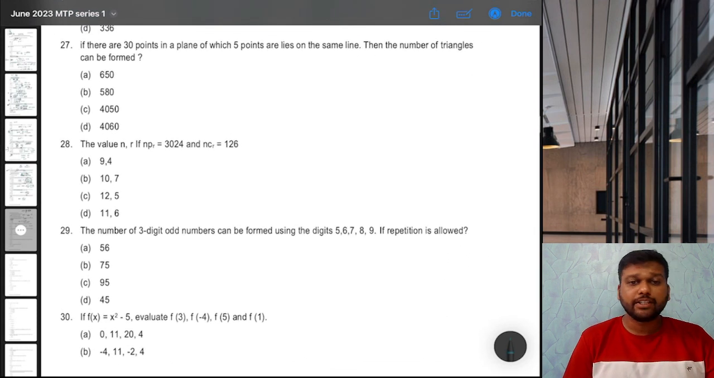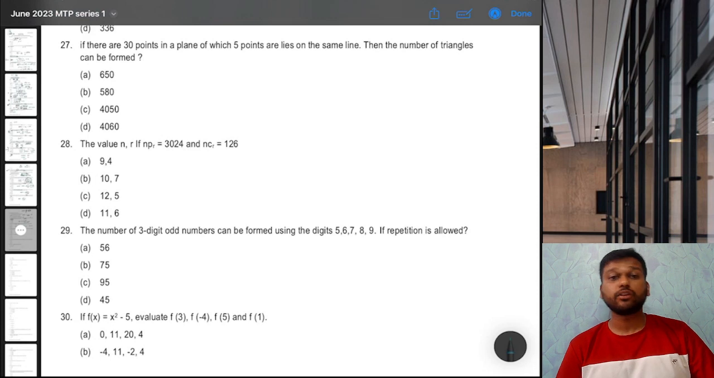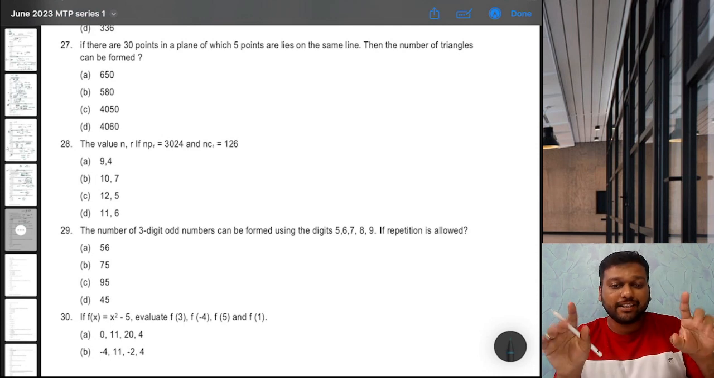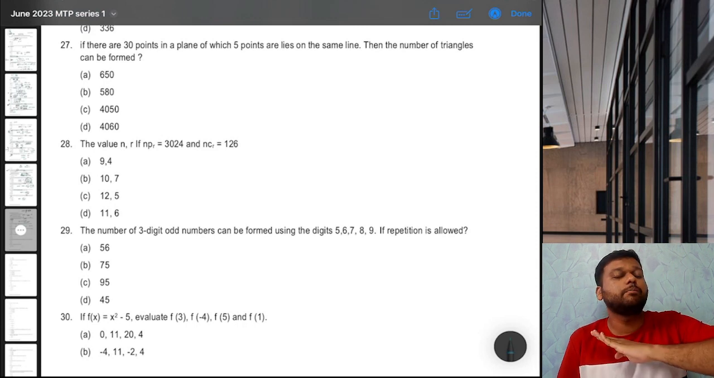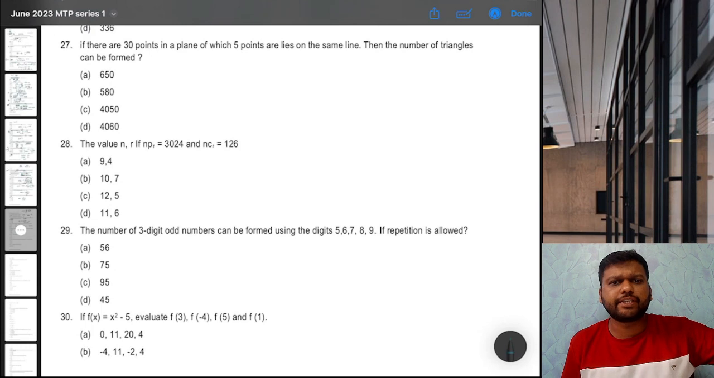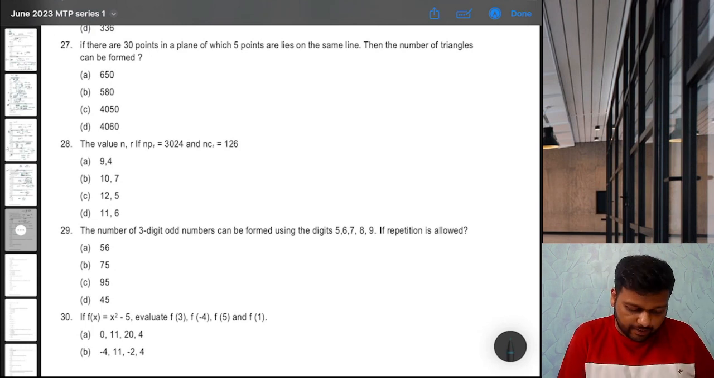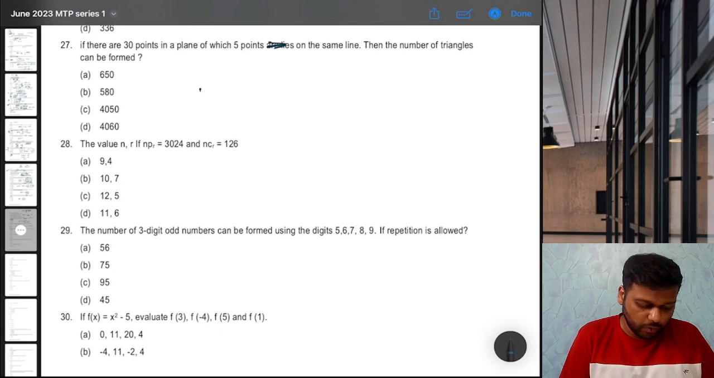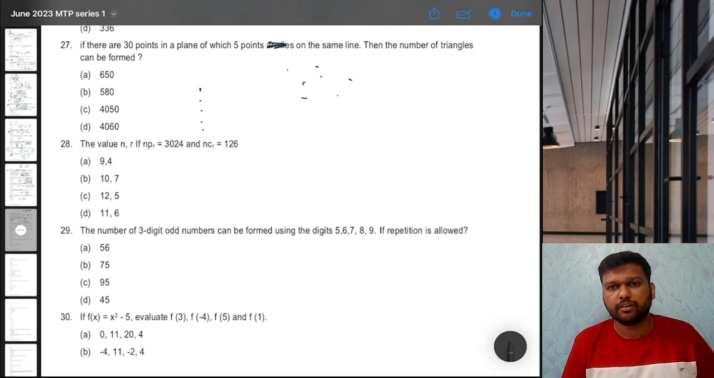If there are 30 points in a plane, what is a plane? Not an aeroplane. 30 points in a plane is a geometrical plane, so it is a plane surface. There are 30 points on the surface, of which 5 points lie on the same line. So 1, 2, 3, 4, 5, and then there are remaining points which are not on the same line. Then the number of triangles that can be formed are.